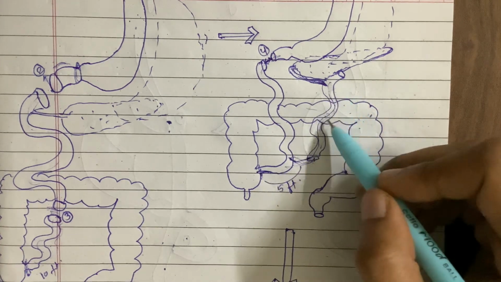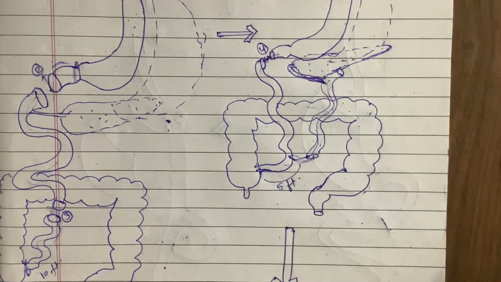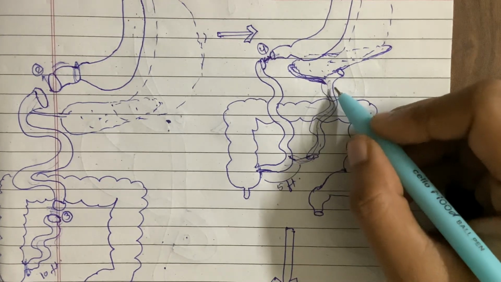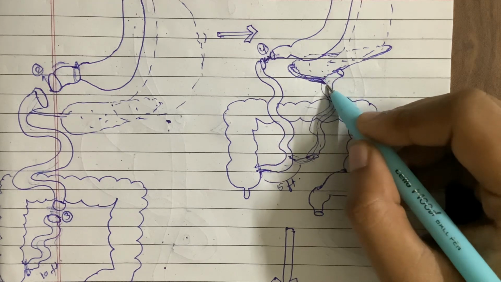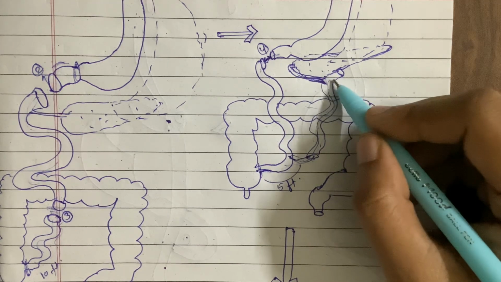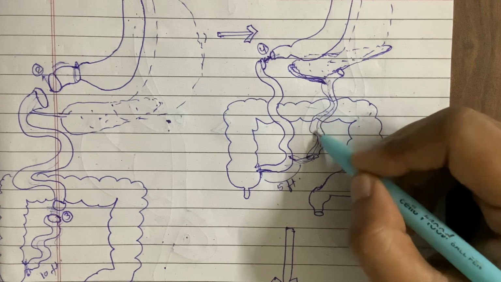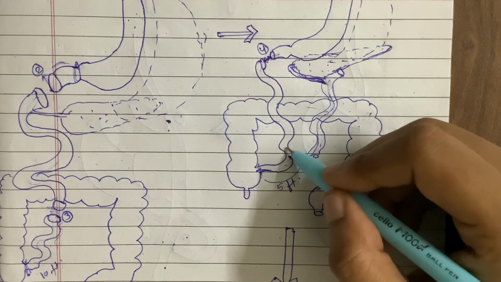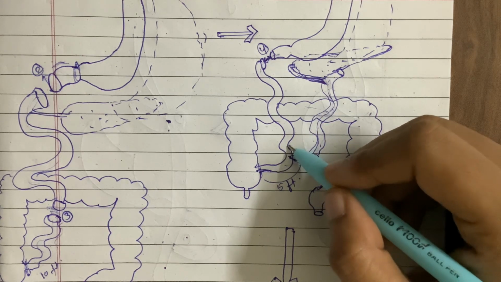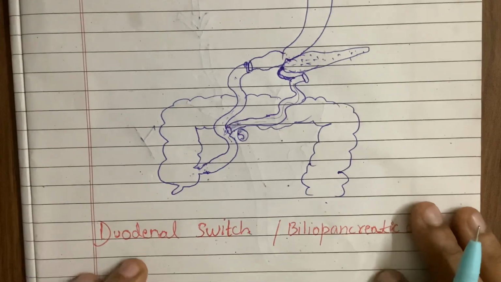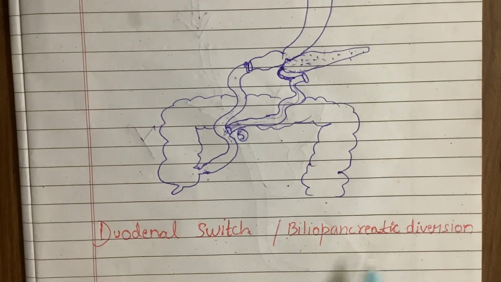This separated part of small intestine is not removed from the body because this is the portion where hepatopancreatic duct is opening and pouring the bile juices and pancreatic enzymes which can flow through it and still enter the intestine, the gut, and help in digestion of food. This was our biliopancreatic diversion or duodenal switch.